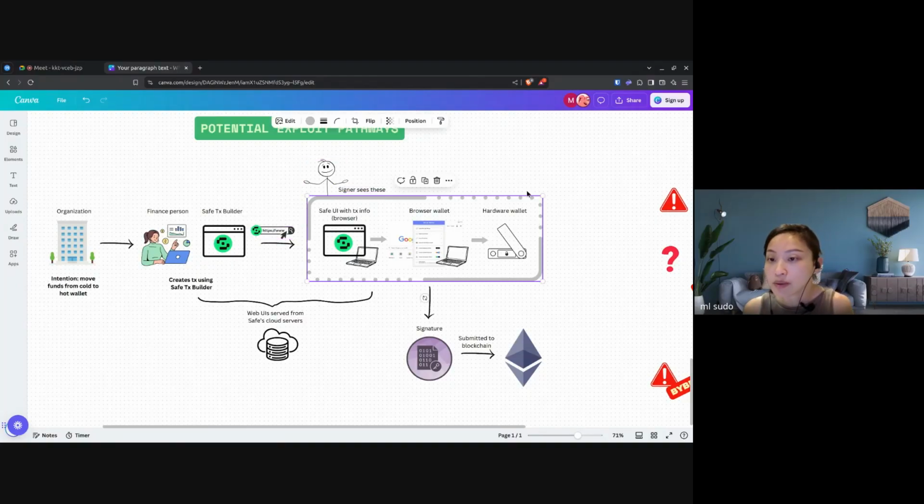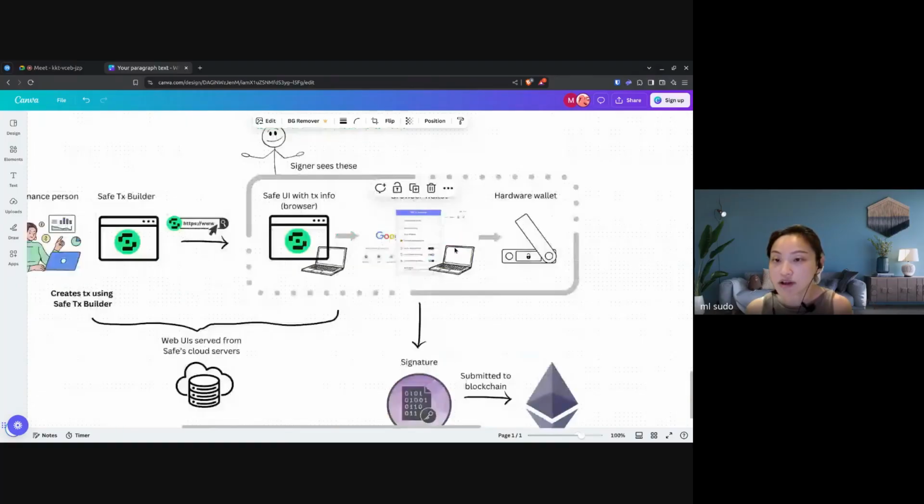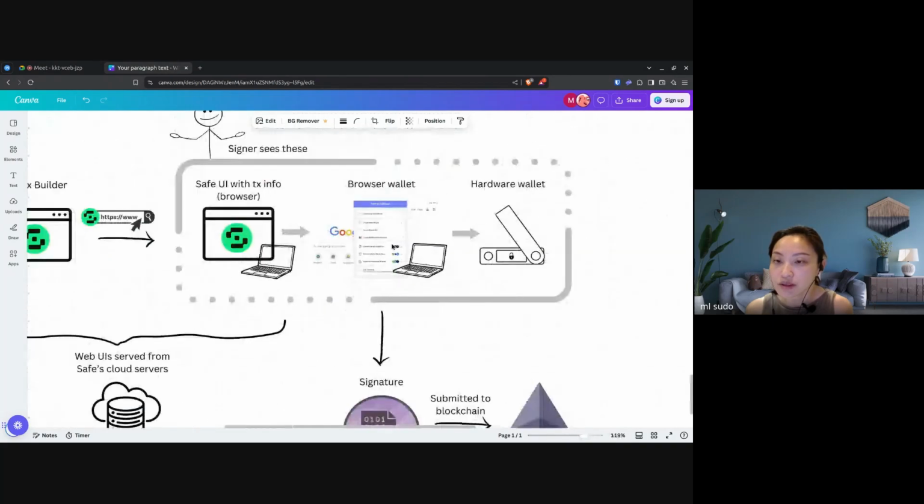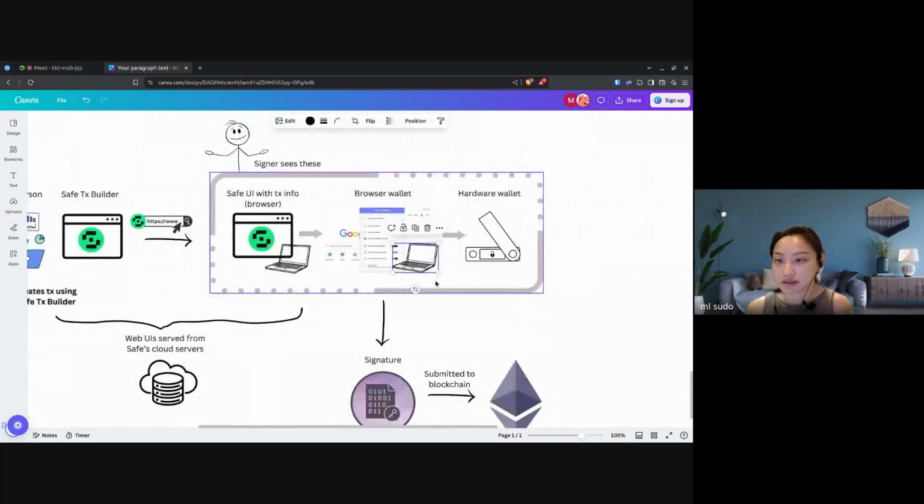And then the finance person would send the URL of this created transaction, which hasn't been signed, to all of the signers. And what I put in a gray box here are all the things that a signer sees before they sign a transaction. First, after clicking on the URL, they'll see the Safe UI with transaction information. This is on their laptop. And as far as I understand, the common use case is not to connect your Ledger directly to the Safe UI, but through a browser wallet. It could be MetaMask, it could be Rabby. In this case, this UI is Rabby. And if you zoom in real close, you can see you can connect your hardware wallets here. And this is also on the computer.